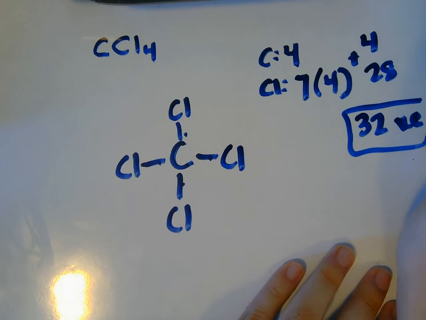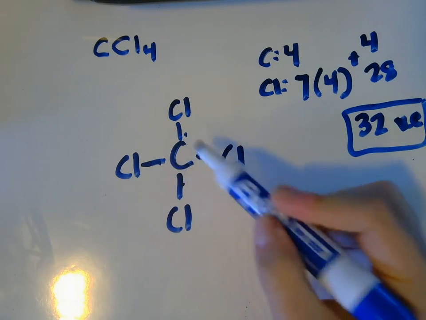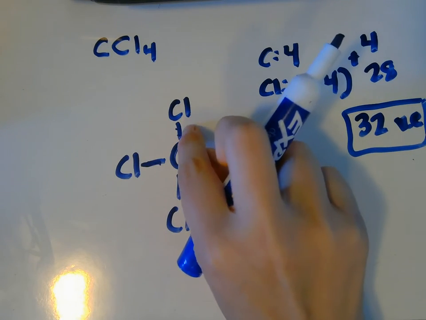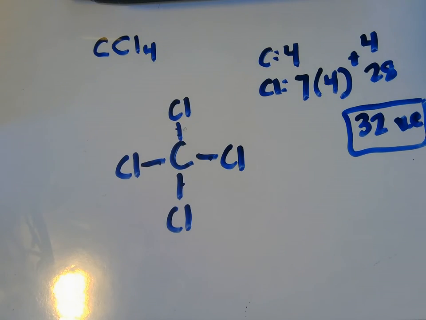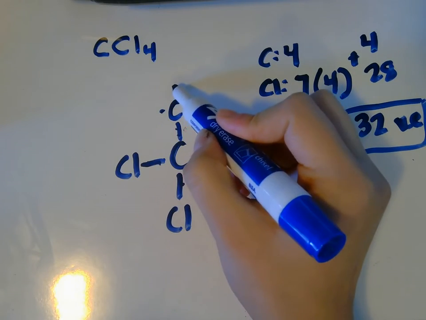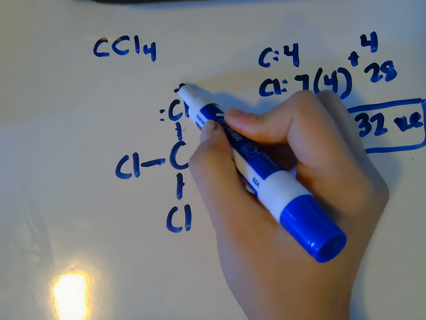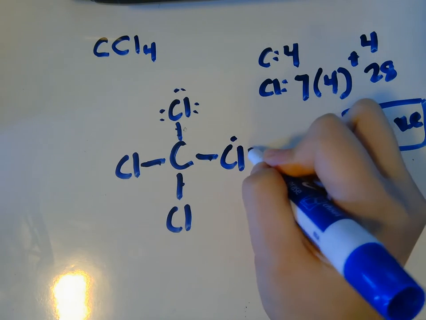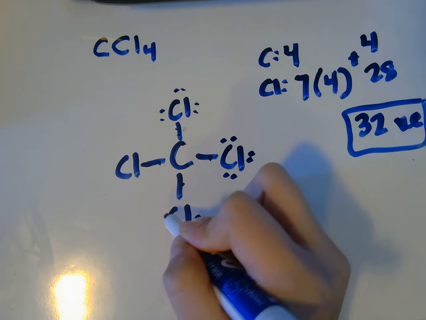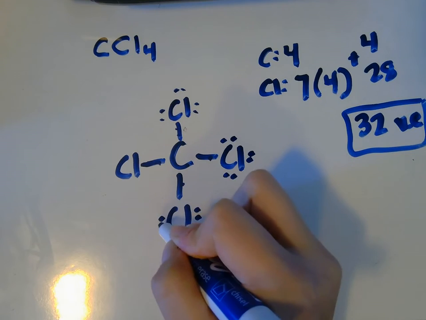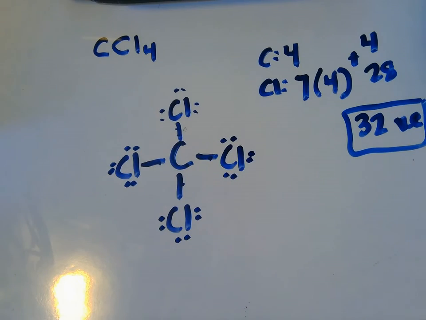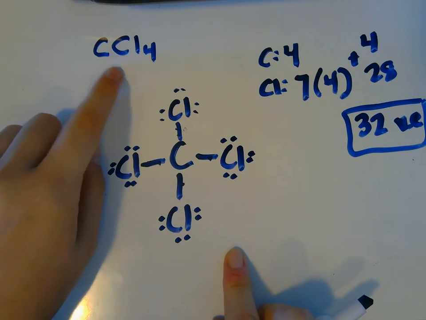Alright, so because I drew my skeleton, I already have 8 valence electrons drawn. 1, 2, 3, 4, 5, 6, 7, 8. Right? Each single bond represents 2 shared electrons. So now I have 8, I need to get to 32. So I'm going to start putting them. 8, 9, 10, up to 32. And that is my Lewis dot structure for this compound.